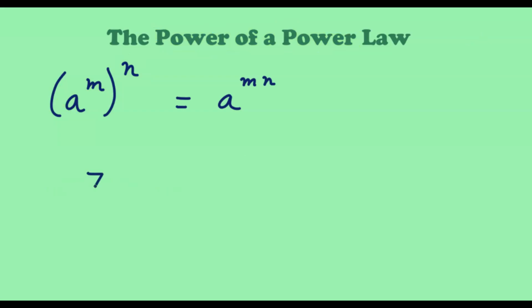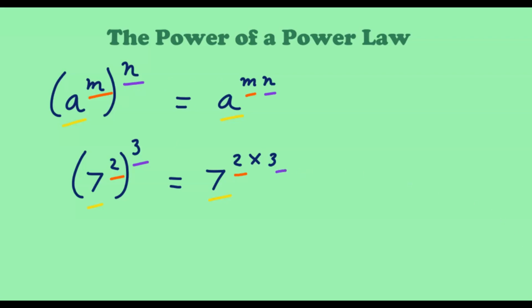Let us consider (7^2)^3. Using this law, this will be equal to 7 to the power of 2 times 3. Here we can see that the value of a is 7, the value of m is 2, and the value of n can be seen to be 3. So we have 7 to the power of 2 times 3, and that is 7 to the power of 6. So this is our result.